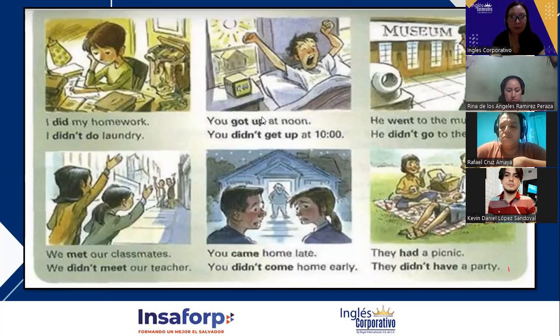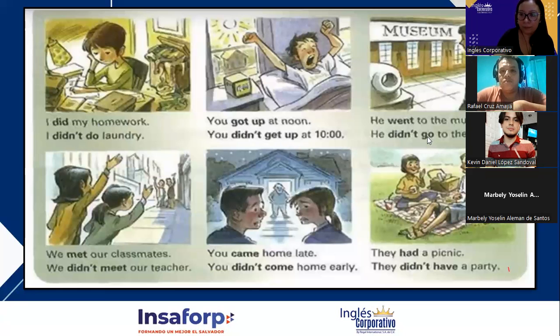Por ejemplo, verbos que cambian o que no cambian. Puede ser cualquiera de los dos escenarios. Estos que tenemos aquí ahorita en particular sí cambian. Por ejemplo, do, did. Get up, got up. Teacher, dígame. Una pregunta. ¿Cómo voy a saber yo que estoy ante un verbo irregular o ante un verbo regular? Por lo que acabo de mencionarles. Porque los verbos irregulares en pasado van a cambiar o se mantienen iguales.